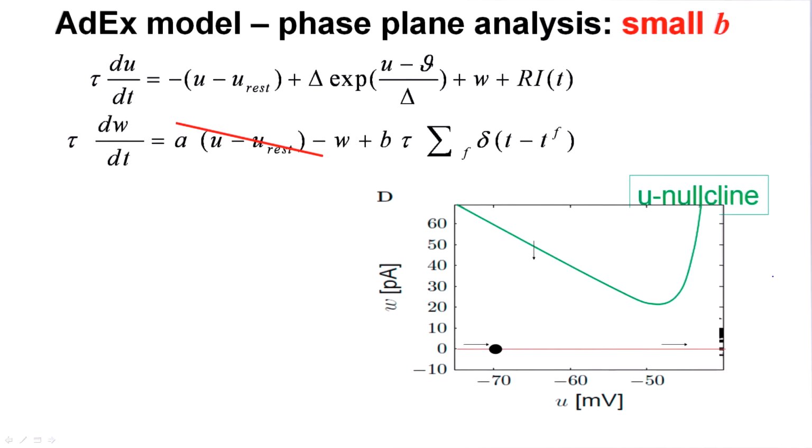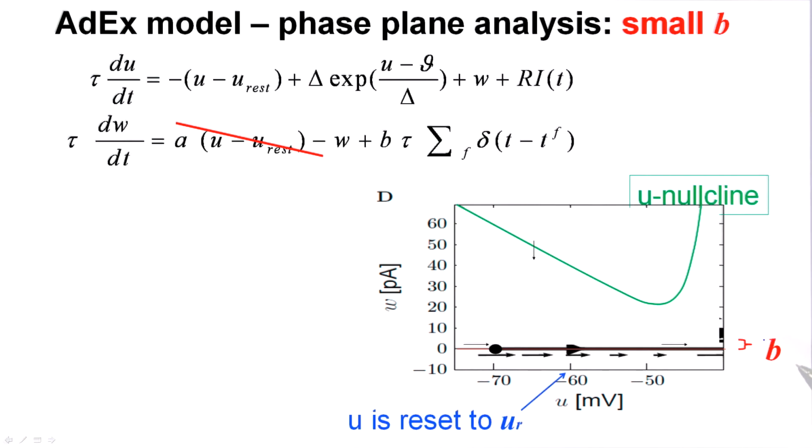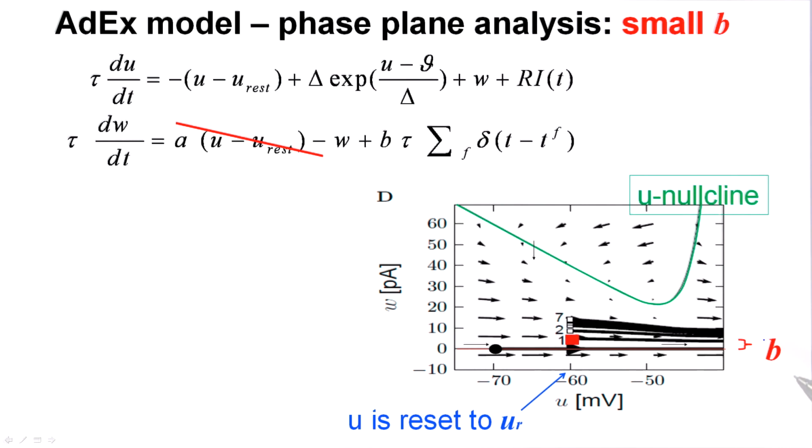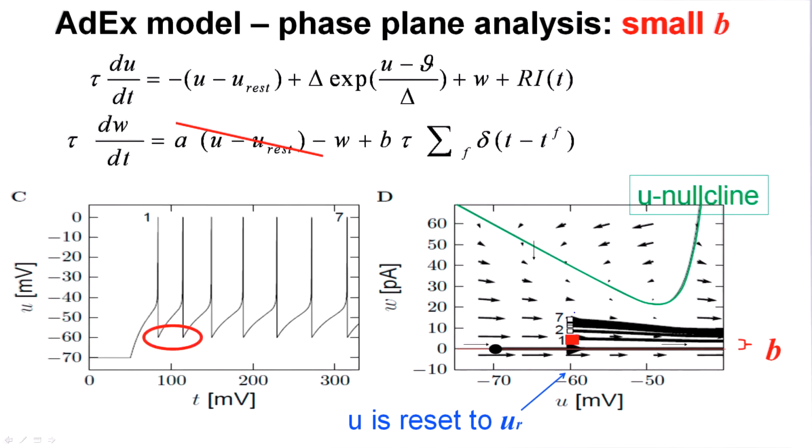Let's now look at a different choice of b. Again, a is set to 0, so that the w null line is a horizontal line. Once the current is switched on, the voltage moves towards the upper threshold. And now w jumps by an amount b, while u is reset to u_r, so the new starting point is here. And the same thing happens again. w jumps again, second trajectory. w jumps again by amount b, and again, and again. So the result is that we have repetitive firing.